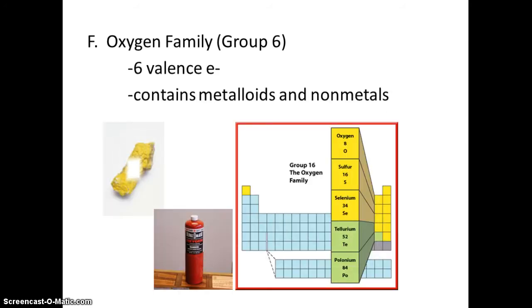Next we have oxygen family, which is group 6, so it has 6 valence electrons. It has metalloids and nonmetals. Oxygen is what we breathe. This yellow is a picture of sulfur. You might have smelled that last year. It smells like rotten eggs.